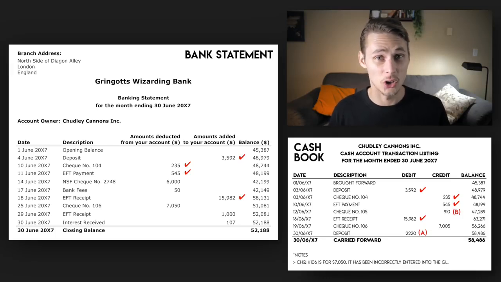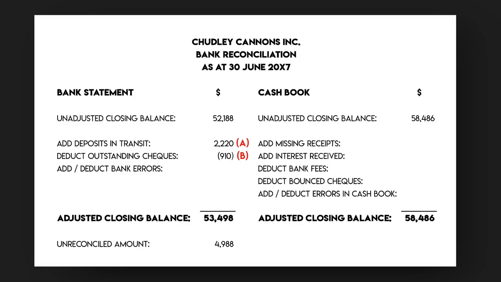Remember that this transaction already appears in the cash book, and we expect this customer to cash the check the following month, which is when it will appear in the bank statement. So for now, we adjust the bank statement.